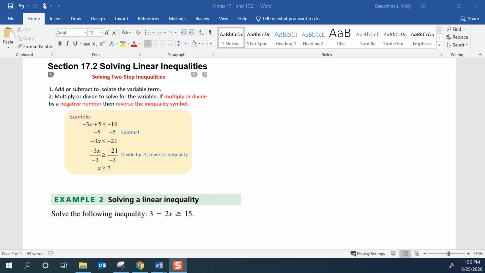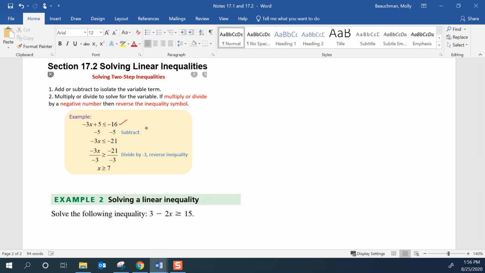In this video, we'll take a look at section 17.2, solving linear inequalities. The steps for solving linear inequalities are exactly the same as they were for solving equations, with the exception of the property where if you multiply or divide by a negative, then you have to reverse the inequality symbol. So the example I've got, and the step-by-step, is if we start with negative 3x plus 5 is less than or equal to negative 16, we want to isolate the x.